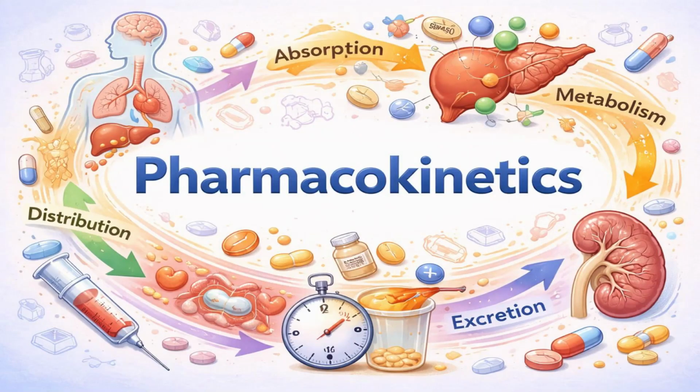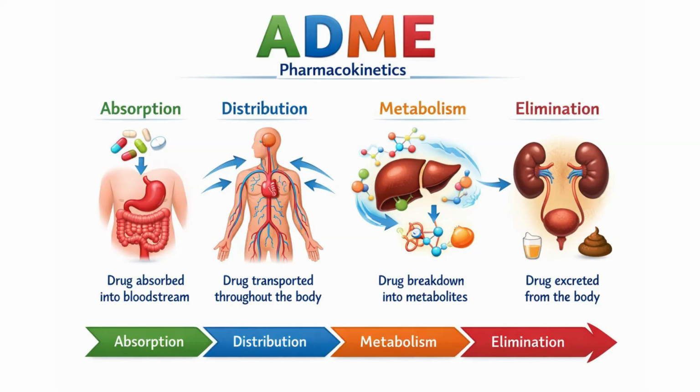Today we're going to cover one of the most fundamental and important topics in pharmacology, pharmacokinetics. Pharmacokinetics describes what the body does to a drug. It explains how quickly a drug begins to work, how intense its effect will be, and how long it remains in the body. We summarize pharmacokinetics using four key processes, collectively known as ADME.